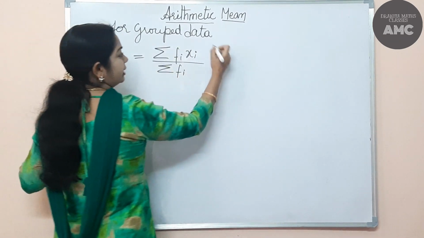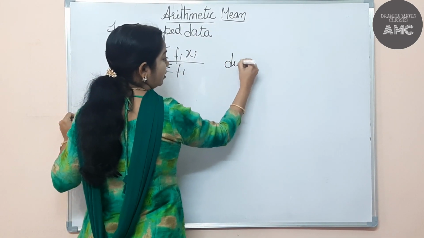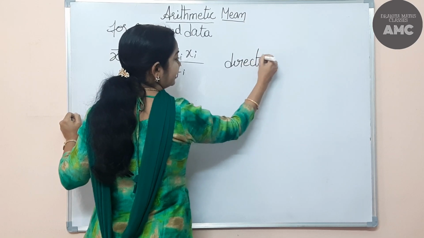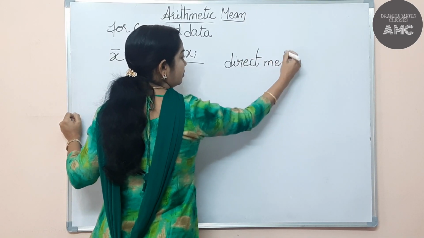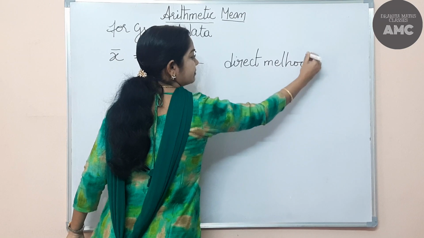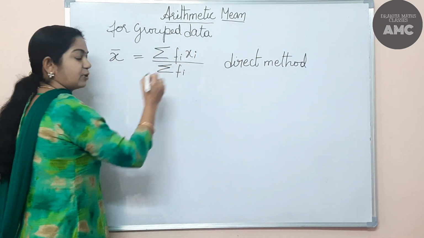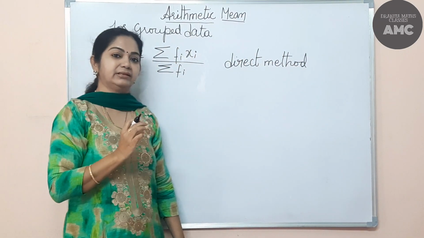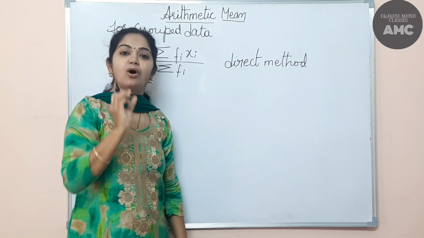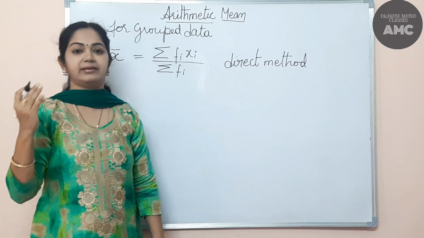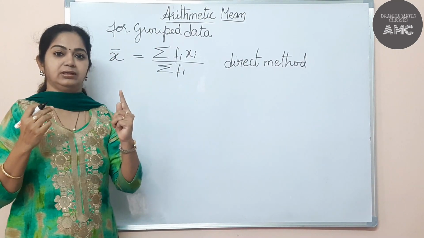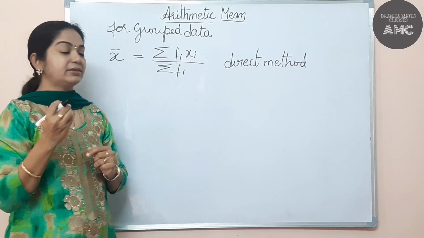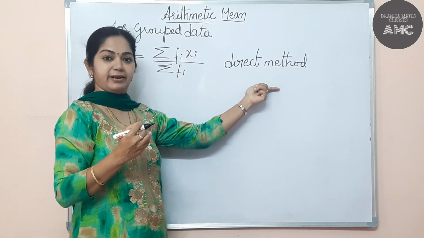This arithmetic mean is called the direct method. Mostly we will be using this method because there is a product. We will be using this direct method when we have smaller values of the frequencies and the mid values.